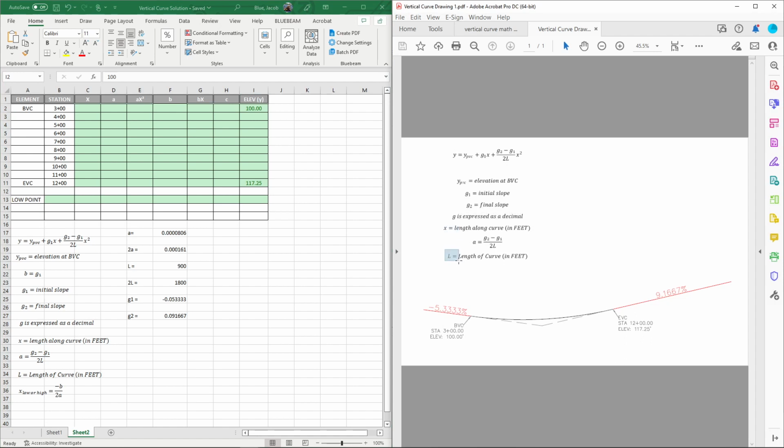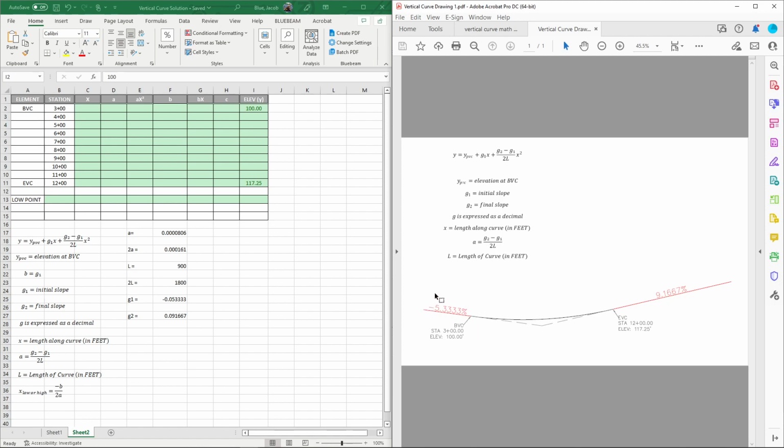Now don't confuse x and L. L is the length of the curve overall, the total length of the curve, and that does not change. That is going to be the same length for all of our calculations. And what is the length of that curve? Well, if I start at station 3 plus 00, and I end at station 12 plus 00, then my curve must be 900 feet. That's the total length of the curve. So 1200 minus 300 gives me 900 feet in between.